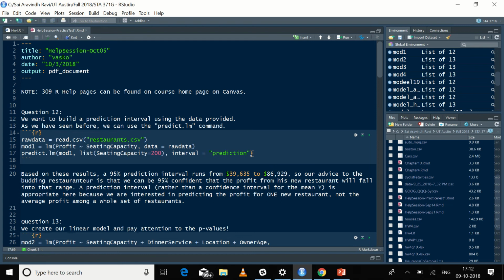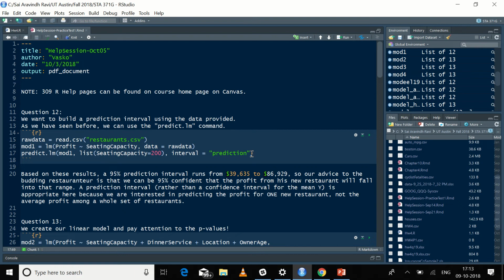First, you have to reference the model that you built, and then a comma, and the list of x variables for which you want to predict y. In our case, there's only one x variable, seating capacity, that equals 200. So I'm just writing a list that has my x values. The purpose of writing a list is that you can add more x values inside it using commas. This doesn't really require the list, but I'm using it to demonstrate that if you have more than one x variable, you need to use the list function. And interval equals prediction.